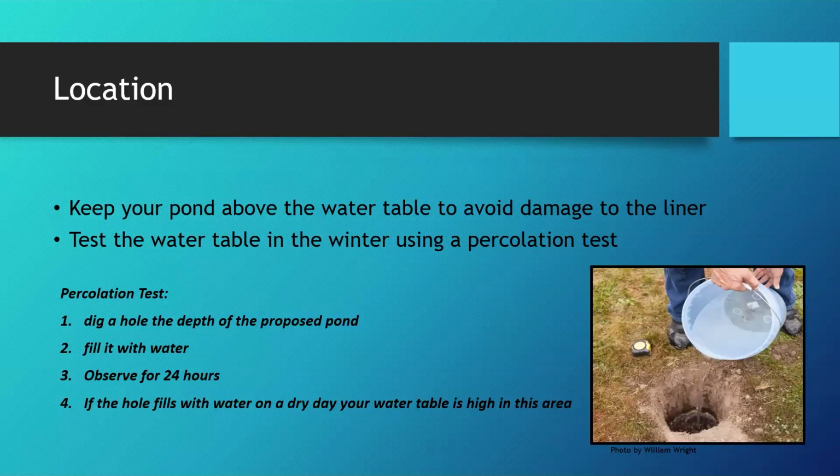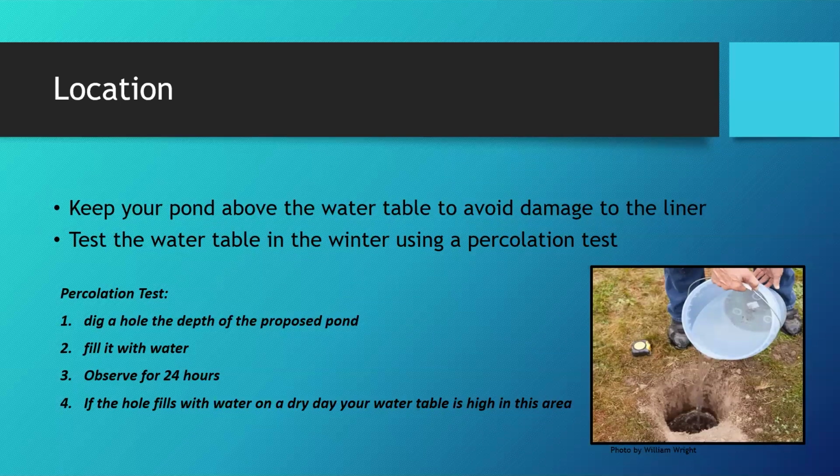to your pond liner. So it is best to test the water table in the winter when the soils are wet. To do this, you simply dig a hole the depth you plan for your pond. So if it's 24 inches, 36 inches, fill it with water, and observe it for 24 hours. If that hole remains full of water on a dry day or drains very slowly, maybe only an inch down, then the soil in that area is insufficient to drain water away from your pond and might damage your pond liner. You have some options here.